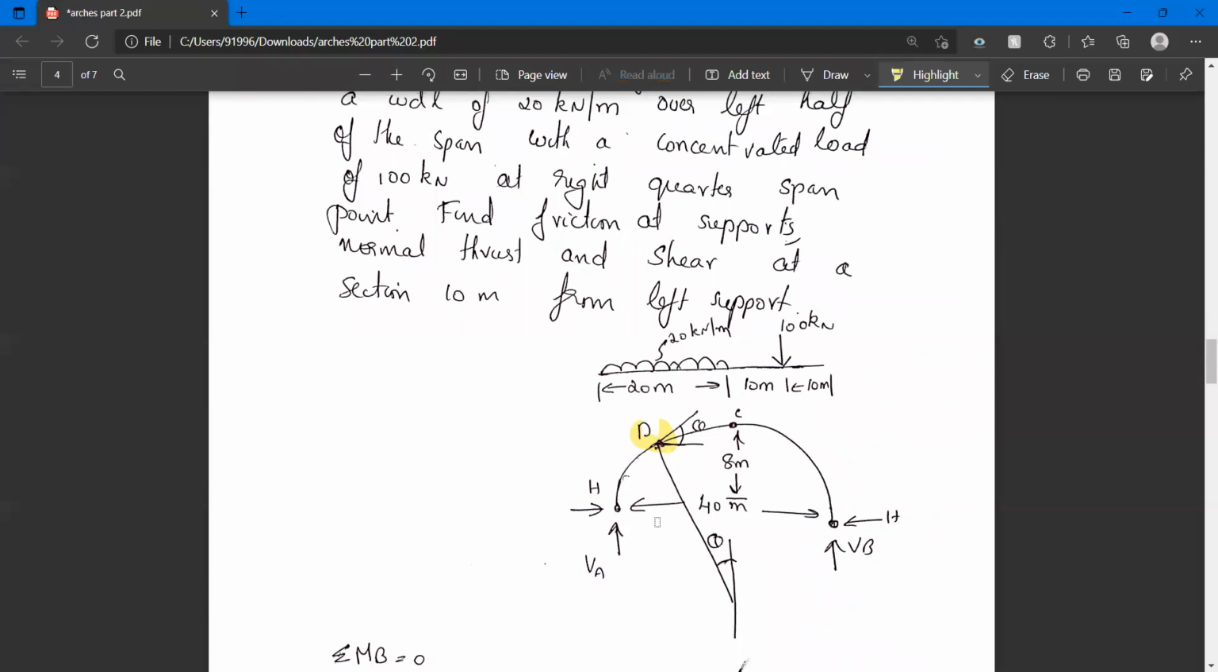Okay, so how will we proceed here? We will first find the vertical reactions VA and VB. Then you should find the horizontal reaction H. How can we find the horizontal reaction? By taking moment about the top point, the crown point C, you can find H. Once you find H, you can find the N and Q at D. You should also find the vertical shear, the shear force at D. Then you can find the values of N and Q, which are given by equations.